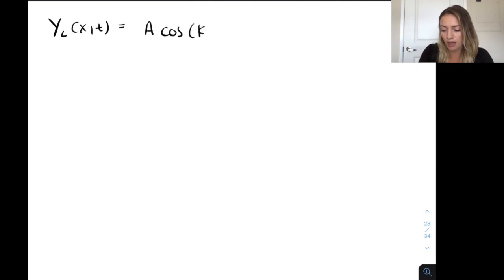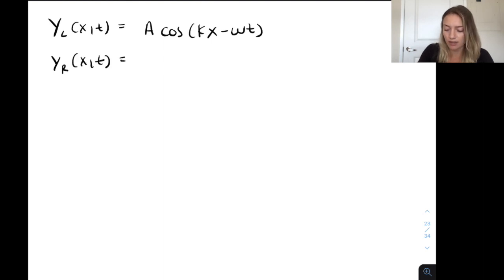Okay, so we said to get the standing wave equation, we have one wave that's traveling from left to right, and one wave that's traveling from right to left. So let's do our first wave going from left to right. We'll call that y sub L. And that's going to be our normal wave function that we saw before. So we have A cosine of kx minus omega t, and that's it.